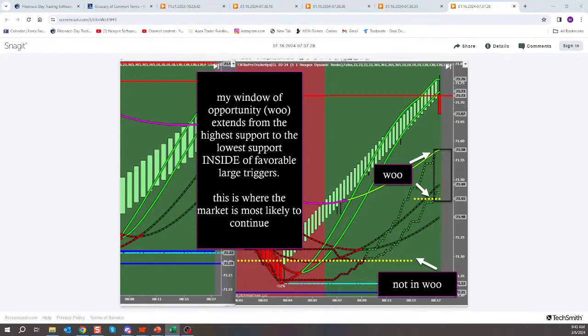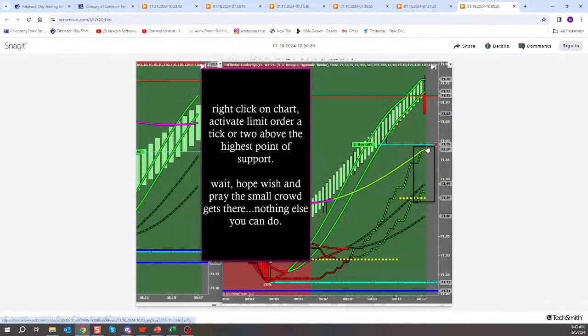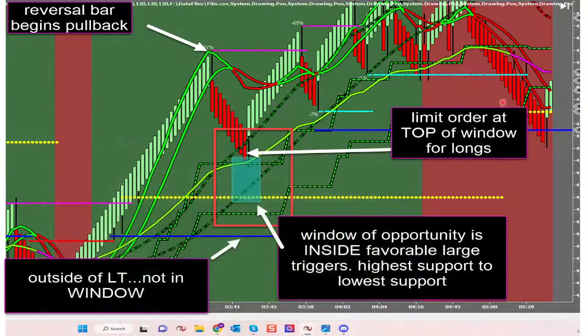And all you're going to do is activate a limit order right at the top of that window, and you're going to wait to see if the small crowd can get you into that trade. If they do, fantastic, you're in. If they don't, not your money. I want you guys to avoid the temptation of just jumping into the market.